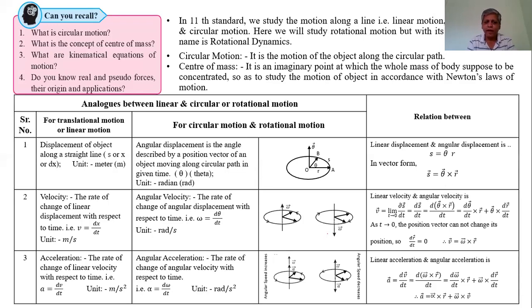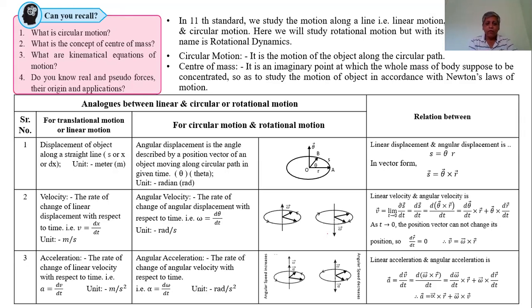This is the relation between linear displacement and angular displacement. Angular displacement is analogous to linear displacement. Another quantity is the velocity. Linear velocity, the rate of change of linear displacement with respect to time, we already studied in the 11th standard and also in 10th standard, and its unit is meter per second. In circular or rotational motion, the rate of change of angular displacement with respect to time is called the angular velocity. Its expression is omega is equal to d theta by dt, and its unit is radian per second.